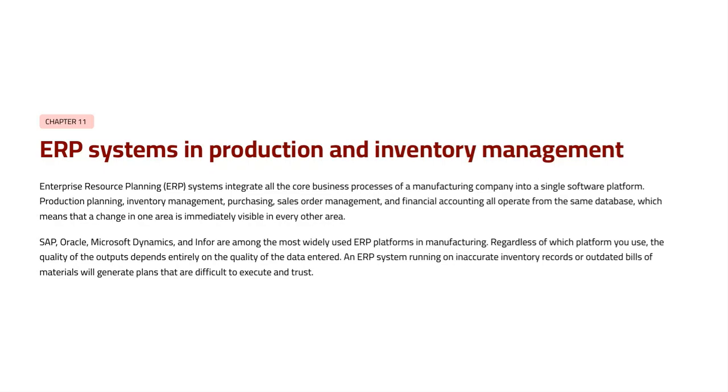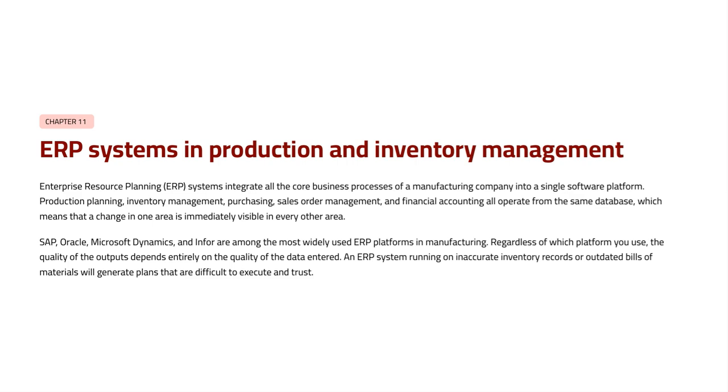In this chapter, we're focusing on ERP systems and their crucial role in production and inventory management. ERP, or Enterprise Resource Planning, systems bring together all the core business processes of a manufacturing company into one unified software platform. This integration means production planning, inventory management, purchasing, sales order management, and financial accounting all work from the same database. So, when a change happens in one area, it's immediately reflected everywhere else.